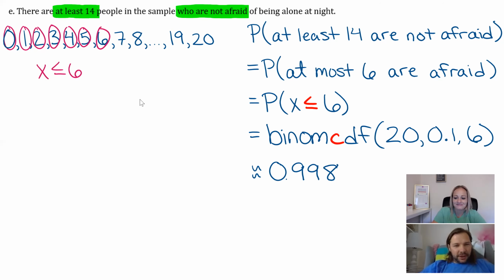No, it just seems like the hard part there is doing that translation, I guess. Yeah, so just remember that if you have to switch between the opposite probability as far as success and failure, at least will turn into at most, and at most will turn into at least, and then you're just subtracting the amount from the total number of people. So at least 14 turns into at most 6. If it had been at most 14, that would turn into at least 6, and vice versa.